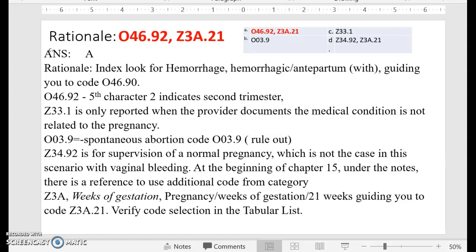So please go ahead, use this information, go to your index, find all the main terms given here, confirm all of them in your tabular list to better apply the process of elimination and create a good concept of how to code for pregnancy.